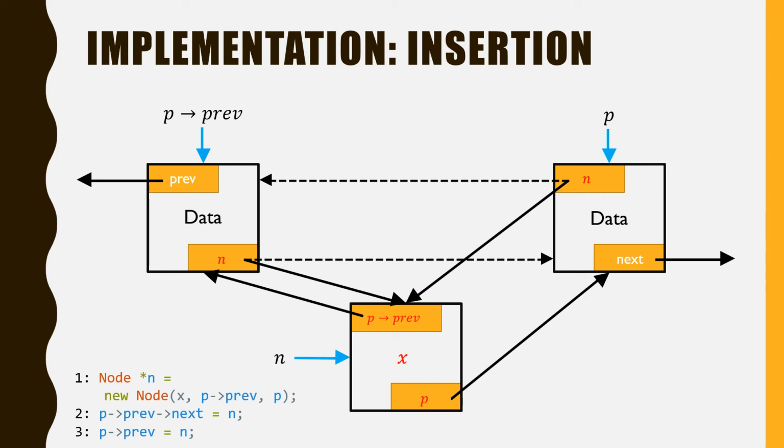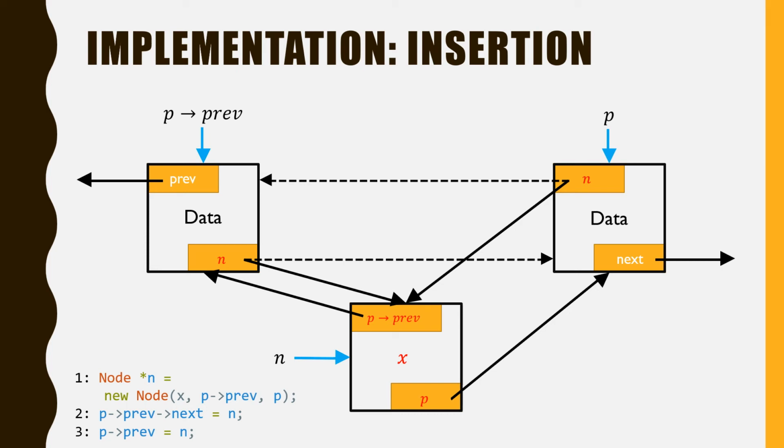To make the insertion, we need to make 4 pointer changes, which are marked red in the pointer fields. First, we will create a node, say N, which holds the data to be inserted X and has its prev pointer point to P arrow prev and has its next pointer point to P. All of the above can be done using the first line of the code by calling the node constructor function with the 3 types of information as parameters.